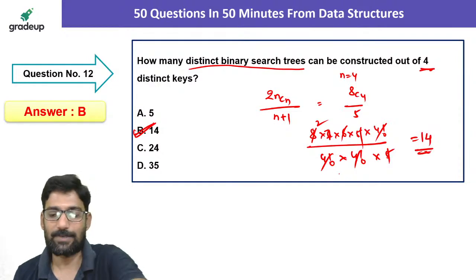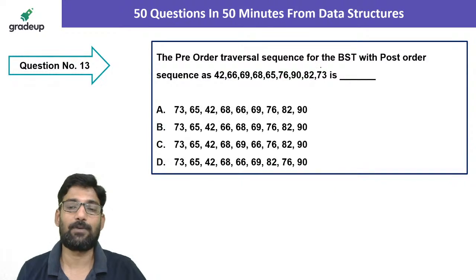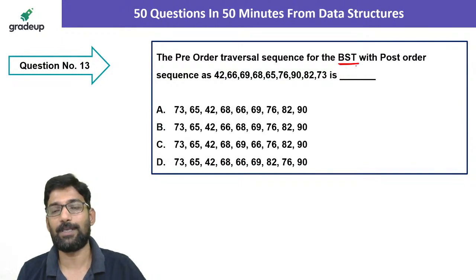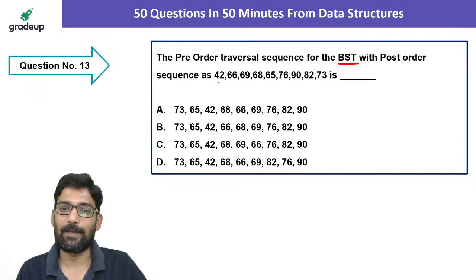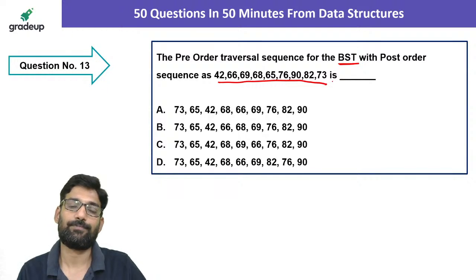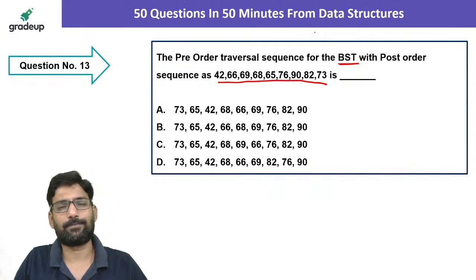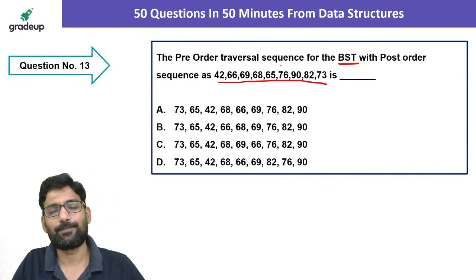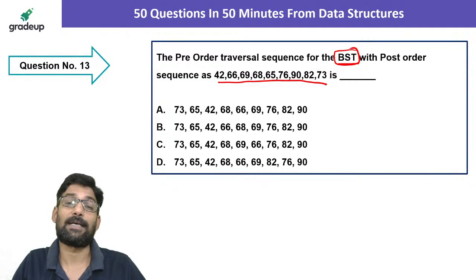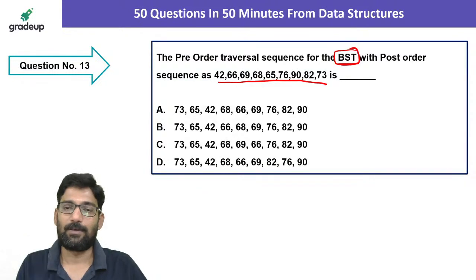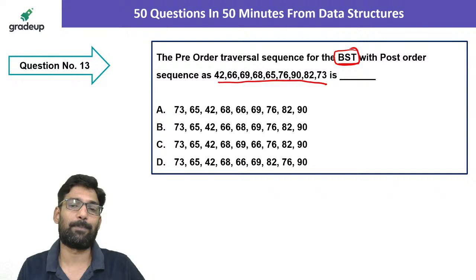Okay. Next question. The pre-order sequence for the binary search tree is asked, given the post order sequence. We have got post order sequence, we want pre-order, but we want in order, no? How do you get in order? For a binary search tree, in order sequence will be in the ascending order. So arrange these in the ascending order, draw the tree, quickly find out the pre-order sequence.